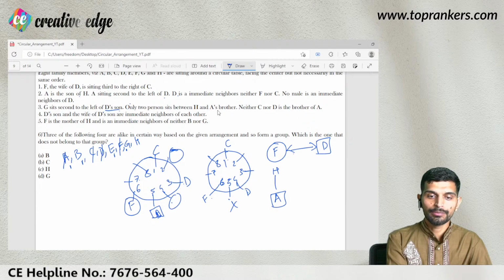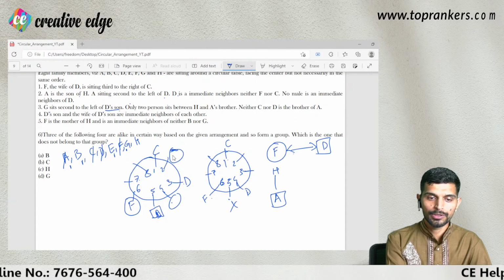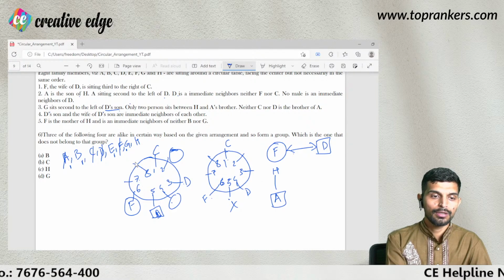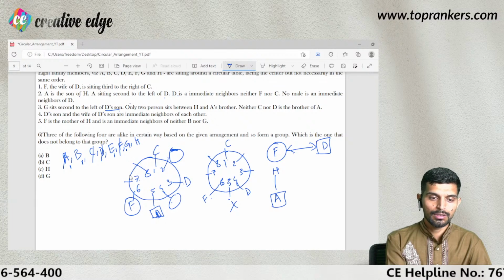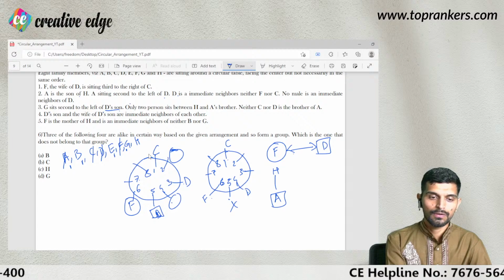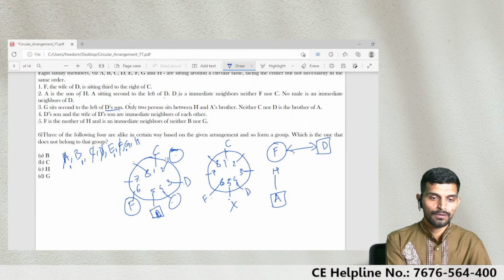Only two persons sit between H and A's brother. H, if here is A's brother, one, two persons between H. So this should be H, right? And G sits second to the left of D's son. So if D's son is here, first, second to the left is D, first and second.